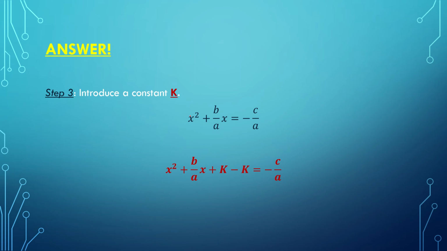This is what we shall have. x squared plus b over a x plus k minus k is equal to negative c over a. Notice the negative k, when moved to the opposite side of the equal sign, it shall be positive. So what I've added on the left hand side shall be added on the right hand side. So it's quite okay. So I believe up to there we are right.